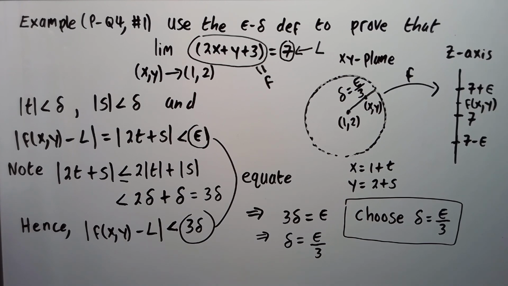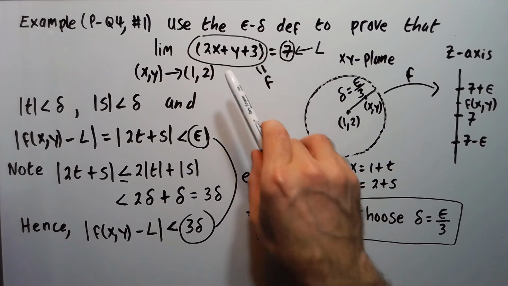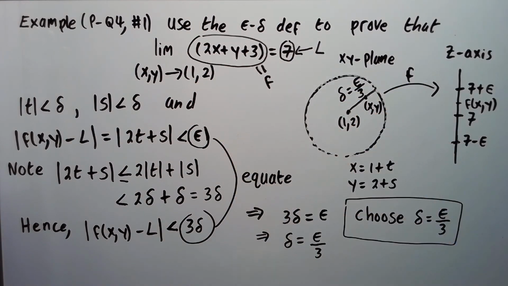So that's then, we proved that the original limit is equal to 7 using the epsilon delta definition. Again, when you prove using epsilon delta, the last step will always be choose delta to equal some function of epsilon. In this case, it's epsilon over 3. Okay, so we're done. Let's leave it there for this video.